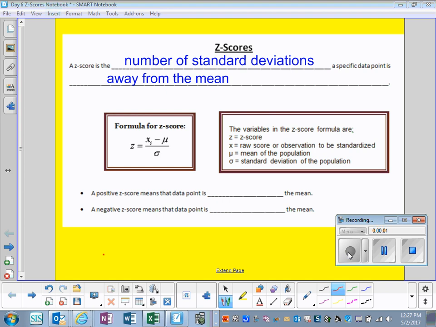Today we continue to talk about normal distribution. So let's start with the notes. At first we'll have a bunch of definitions and almost meaningless formulas, but then it'll make sense.